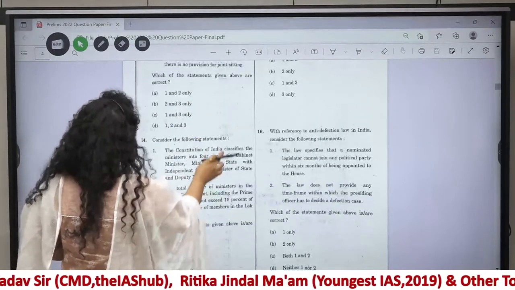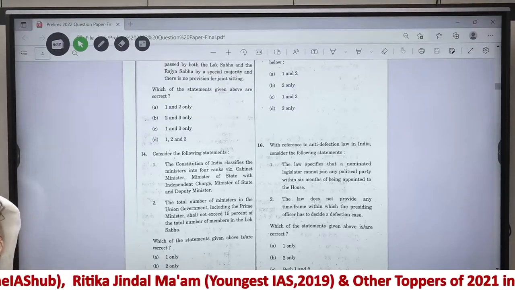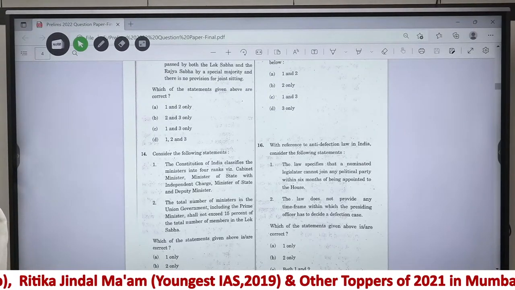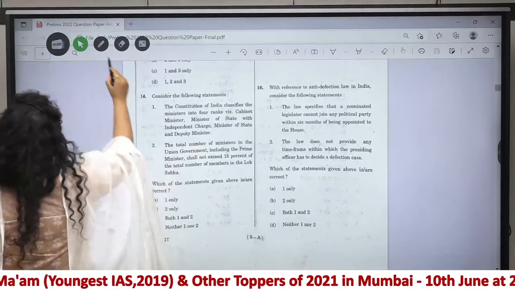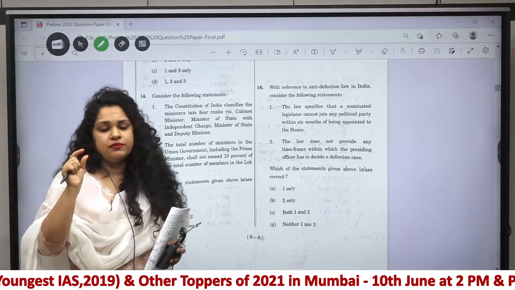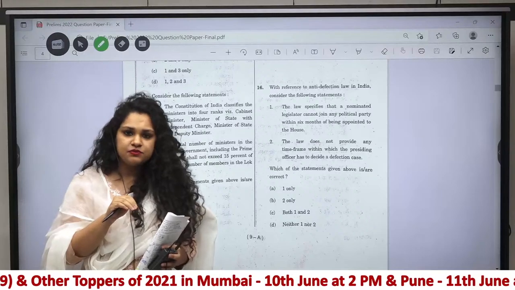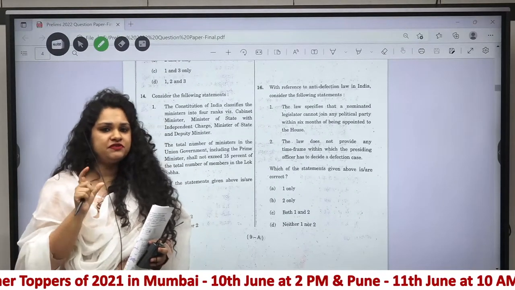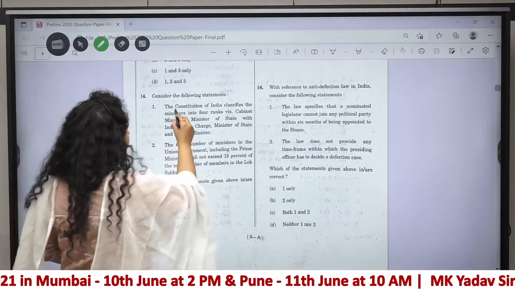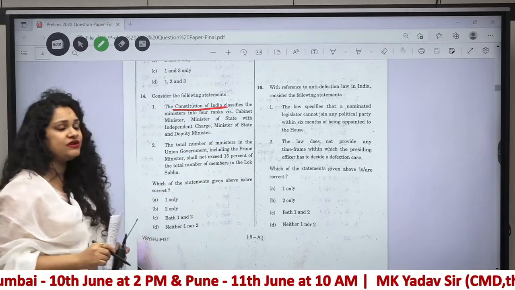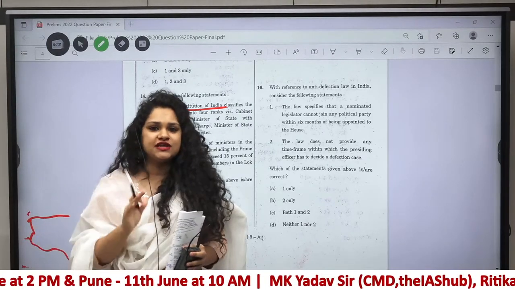Moving on to the next. Consider the following statement. The constitution classifies the ministers into four ranks. Be aware of the words that are being used here, whether it is a statutory provision, mandatory provision or constitutional provision. We have to be very, very careful what words have been used. The Constitution of India classifies ministers into four ranks, cabinet minister, etc. Please understand that the Constitution does not give such categorization.